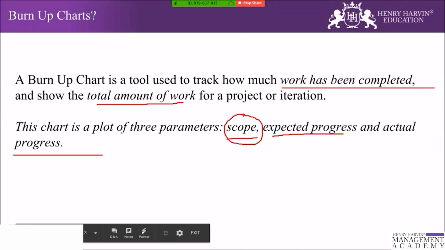So if we draw the burn up chart, let's see how it looks like, so that we can understand other things in accord with how burn up charts are being prepared.